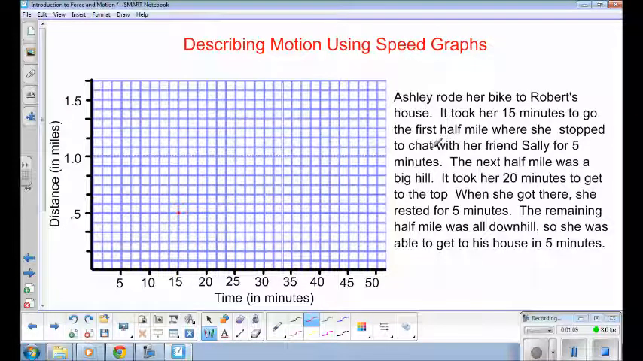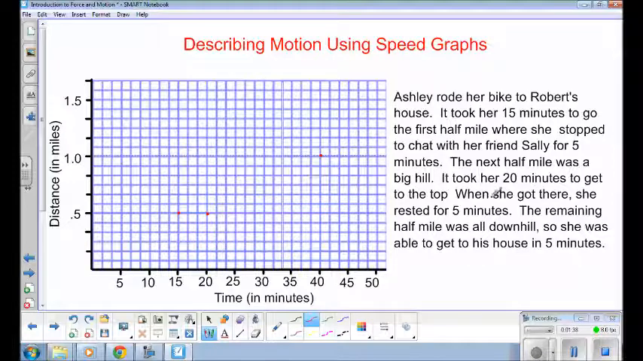This is where she stopped to chat with her friend Sally for 5 minutes. So for 5 more minutes, that brings it up to 20 minutes, she was chatting, so she didn't go anywhere. Her distance didn't change. The next half a mile was a big hill. It took her 20 minutes to get to the top. So 20 minutes plus 20 minutes gives us 40 minutes. This is our total elapsed time, and she's gone a half a mile further.